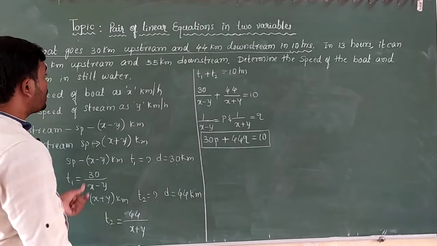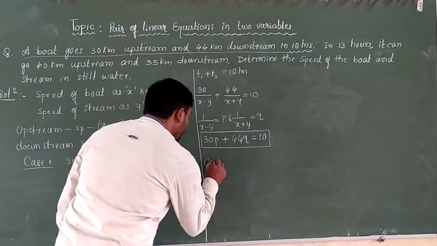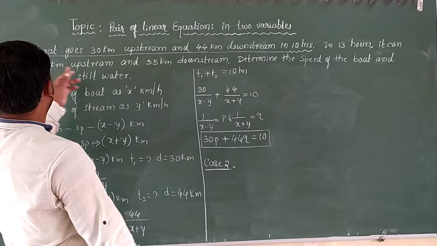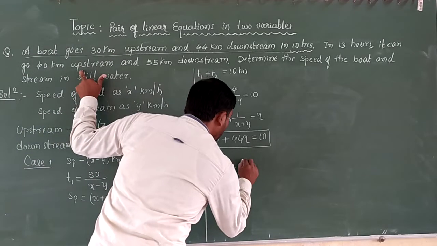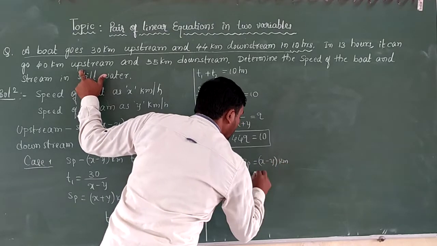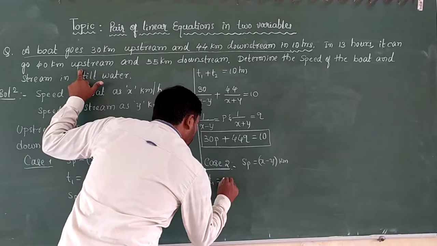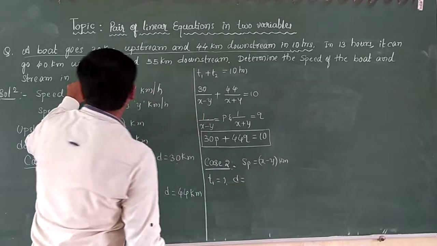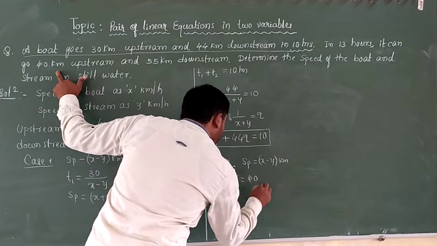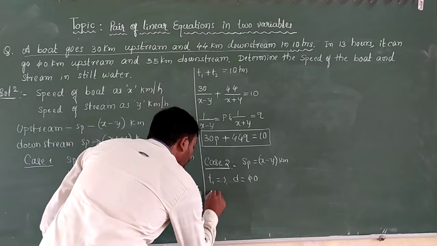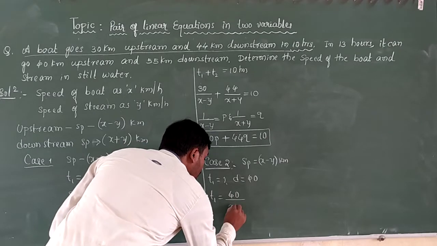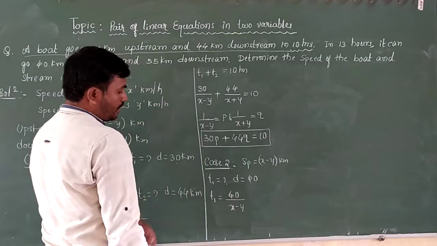In the same way, let us go for case 2. In case 2, upstream means the speed is x minus y kilometer per hour, and the time we have to calculate. The distance in upstream is 40 kilometer. So t1 is equal to 40 divided by x minus y.